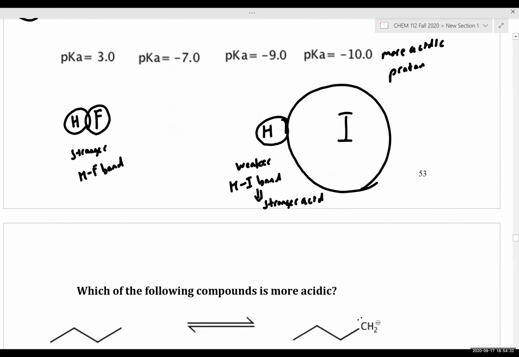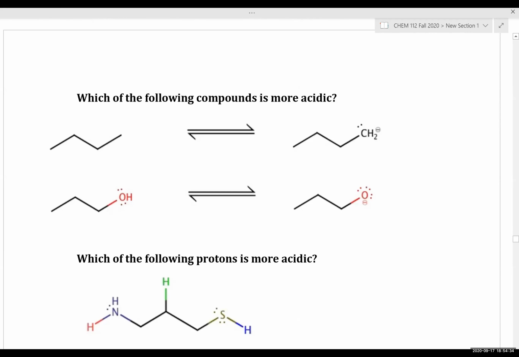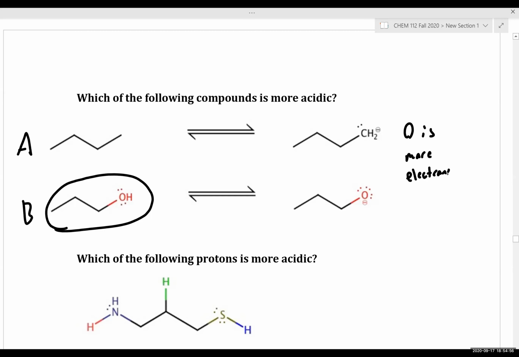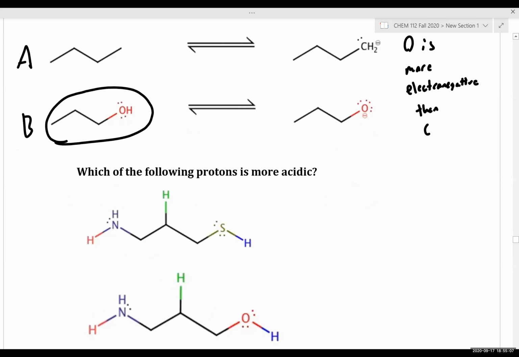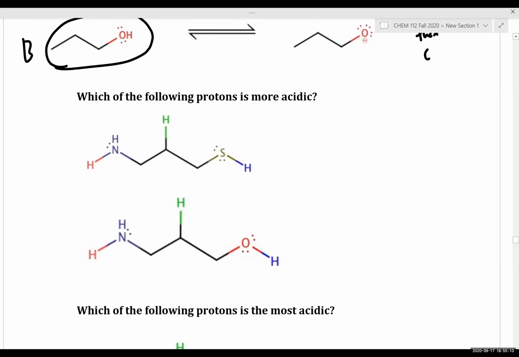Perfect. So, I'd like you to tell me which of the following compounds is more acidic, A or B? B, yep. Why? Oxygen is more electronegative than carbon. Yep, perfect. Classic atom effects. Let's look at another atom effect example.